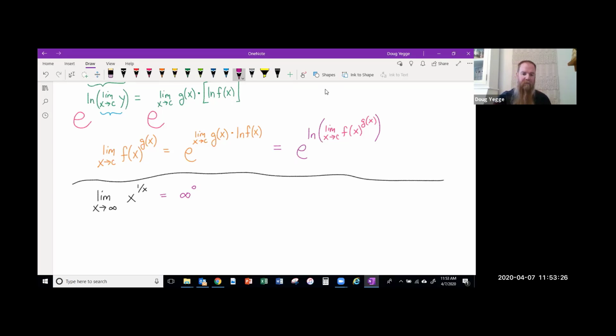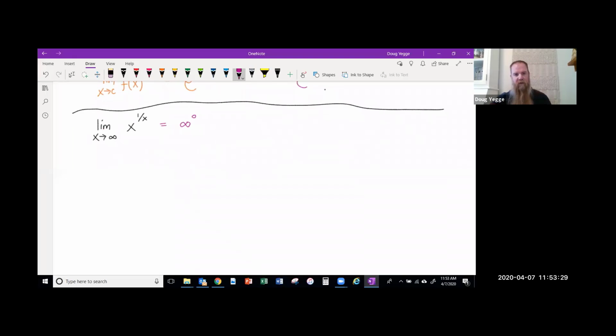So here's what we're going to do instead. We're going to rewrite this limit by saying the limit as x approaches infinity of, and now we're going to rewrite this as e to the power of ln of x to the 1 over x. So hopefully you see that this is the exact same function as the original function, because e to the ln of u is u.